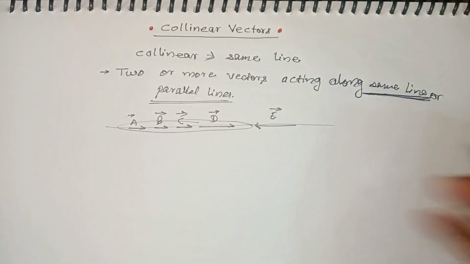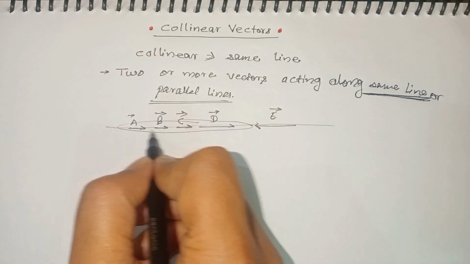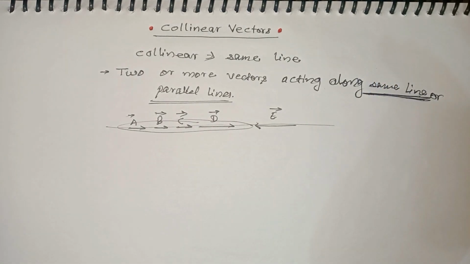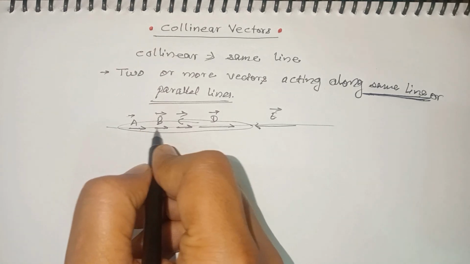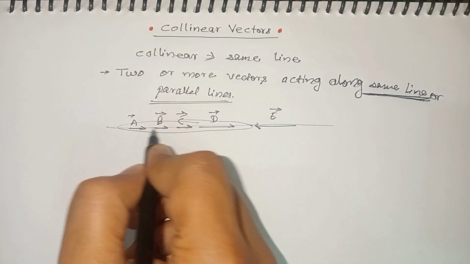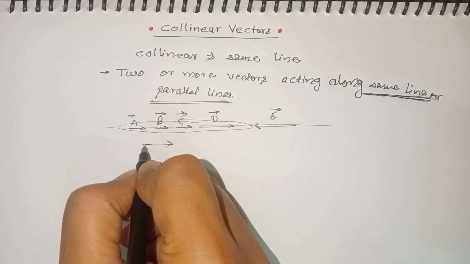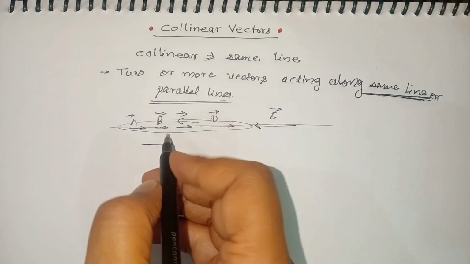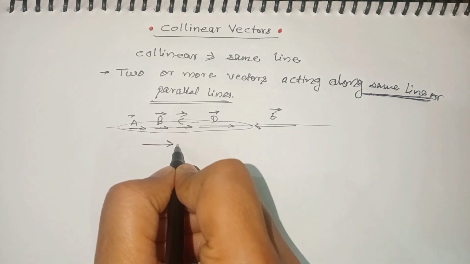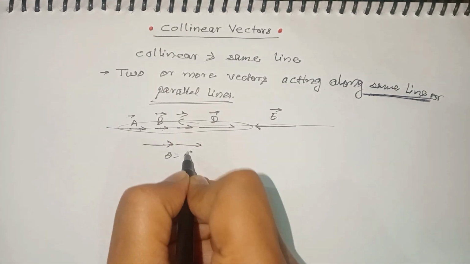Okay, what can be the angle? If a question is asked, what can be the angle between two collinear vectors? If between A and B, the angle is what? Vector A has this direction. Angle means direction. And vector B has this direction. Same. The angle theta will be 0 degrees between them.